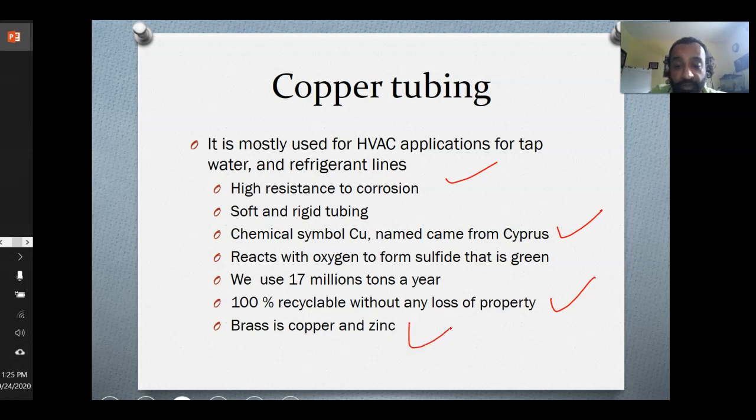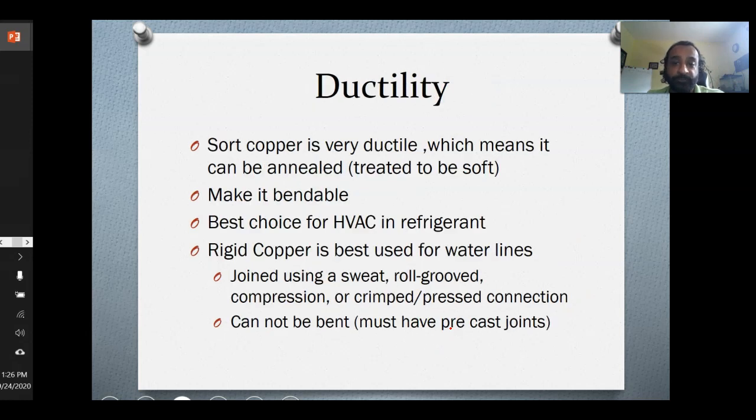Brass is copper plus zinc. So if you see yellow copper, that's not copper, that's brass, and it gives it more rigidity. Usually copper is soft and you can bend it by hand, but if you add zinc to it, it becomes more rigid. Ductility is a property of materials, which is their ability to be bent.